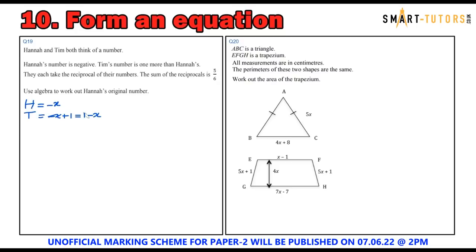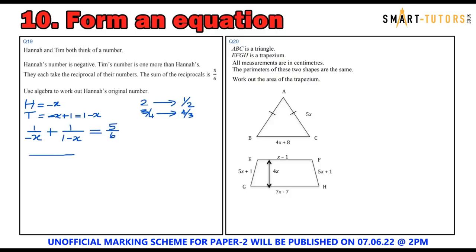Now reciprocal means flip. Reciprocal of 2 means 1 over 2. Reciprocal of 3 over 4 means flip, 4 over 3. So they find the reciprocal of their numbers: 1 over minus x plus 1 over 1 minus x, and they add them together. The answer is 5 over 6.